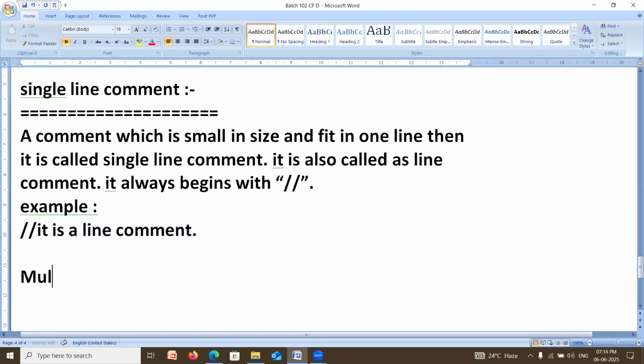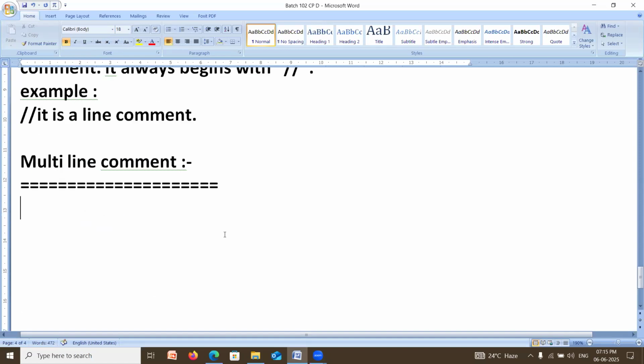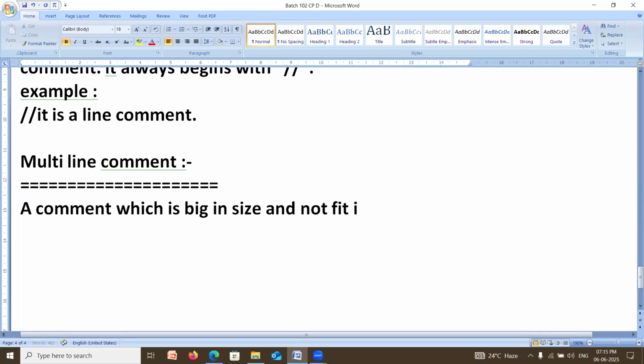Now second one is multi-line comment. Multi-line comment means it is big in size. It is not fitting in one line. It is spread over multiple lines. Then it is called multi-line comment. A comment which is big in size and does not fit in one line is called multi-line comment.